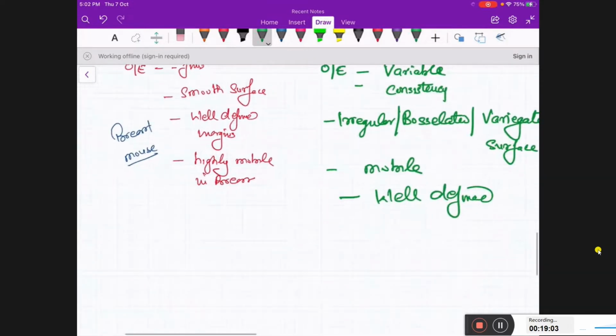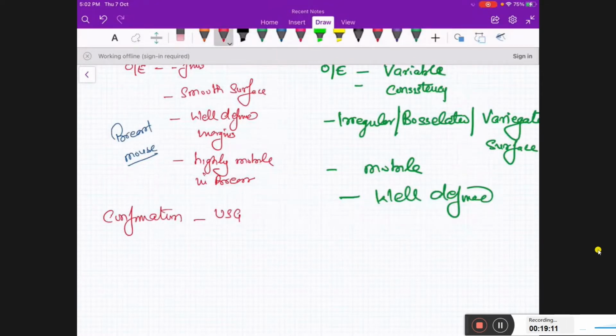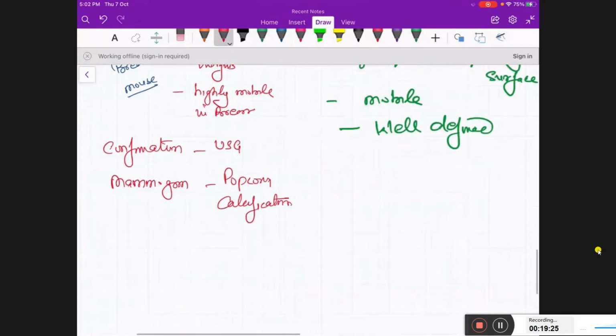Now, in this, confirmation of diagnosis will be by ultrasound, and if by any chance you do a mammogram in a fibroadenoma, you will get a popcorn calcification. You will get a popcorn calcification, right?